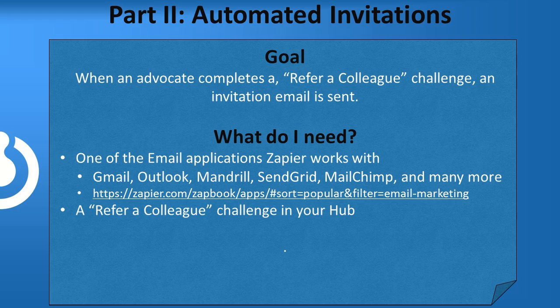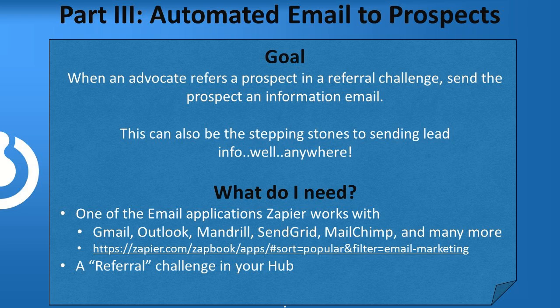And I'm just going to tell you what the next part will be first, so that once I get into the application, we don't need to come back into the presentation. So after we create that one webhook, we're going to go and create the second webhook, which is when an advocate refers a prospect in a referral challenge, we want to send this prospect an information email about your company. So this is a stepping stone to sending the lead info anywhere. I'm going to show you how to send the lead info to an email, but in theory you can have that lead information be sent to any other kind of CRM or marketing automation system.